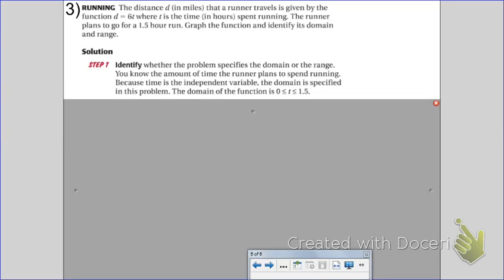Well, the first thing I want to do is identify whether the problem has a specific domain or range in it. Well, it says that the runner plans to go for a 1.5-hour run. So right away, I know that my domain is going to be between 0 and 1.5. The time is allowed to equal both of those. So we have 0 is less than or equal to t, which is less than or equal to 1.5.